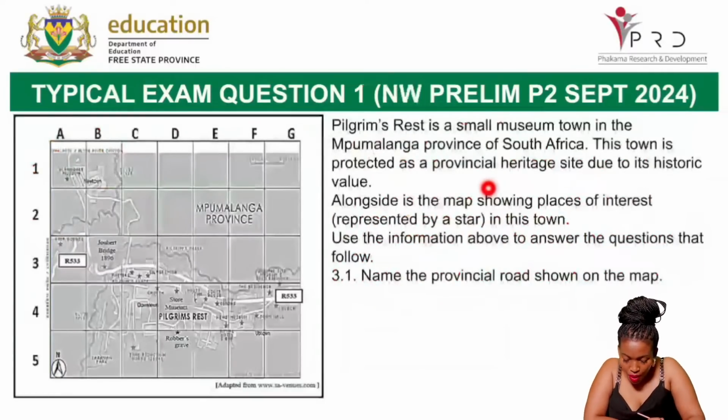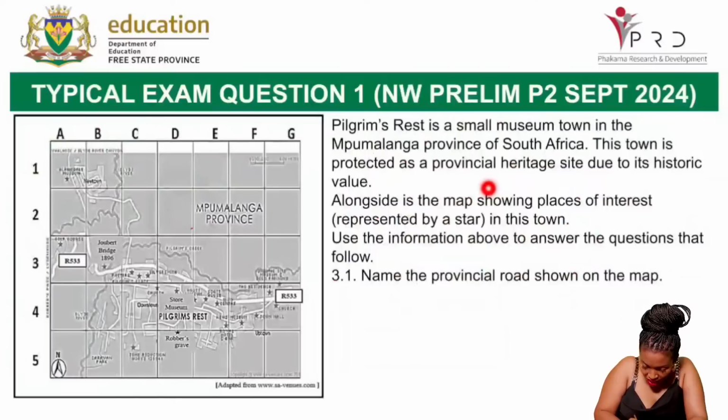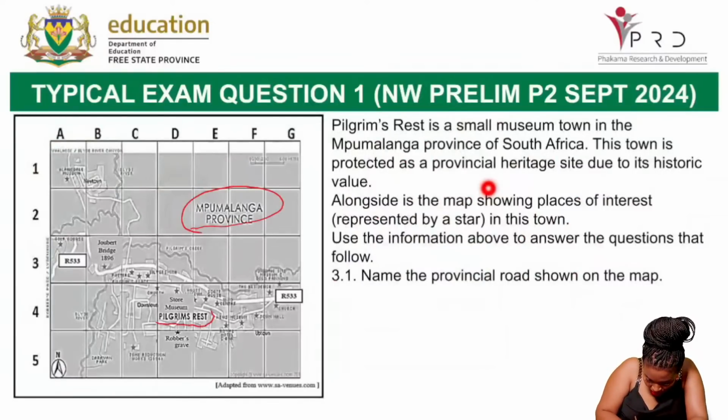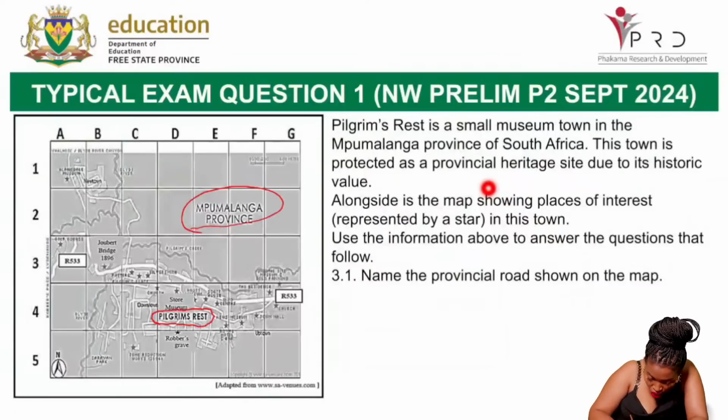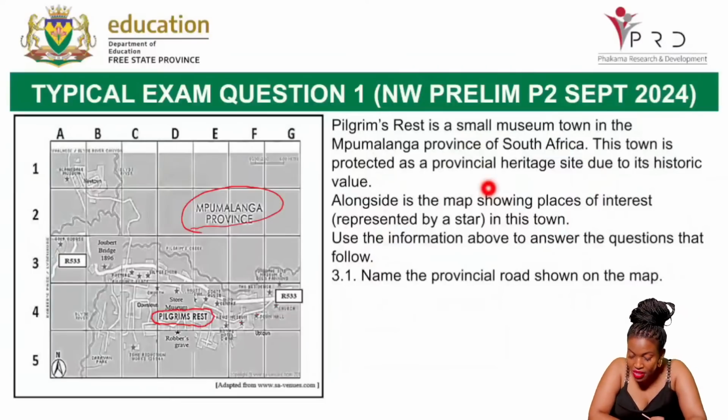The next question. Pilgrim's Rest is a small museum town in the Mpumalanga province of South Africa. So there is Mpumalanga, and there is Pilgrim's Rest, a museum town. This town is protected as a provincial heritage site due to its historic value. Alongside is the map showing places of interest that are represented by a star. All these stars that you are seeing there are the places of interest. Use the information above to answer the questions that follow.